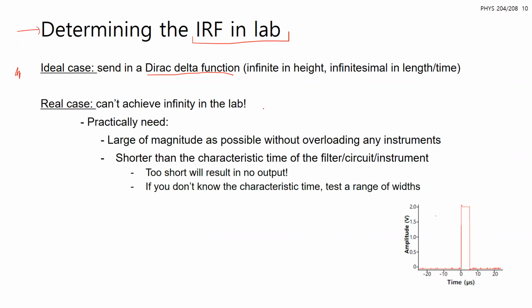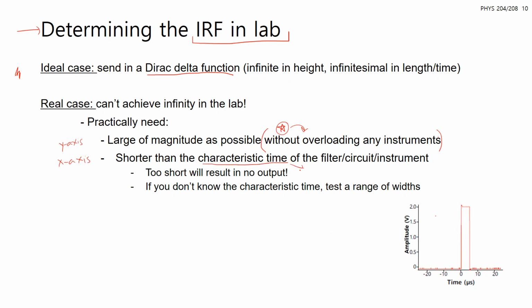And we can't achieve that in the lab. So this is what you'll be using instead. You want something that's going to be as large of magnitude as possible. And I'll say this as a conditional, that you can't just send a 100-volt signal through, that it's also, of course, important to make sure that you're not going to break the instrument, so without overloading any of the instruments. And then you want this to be shorter, so this is your y-axis value here. And then in your x-axis, you want this to be shorter than the characteristic time.